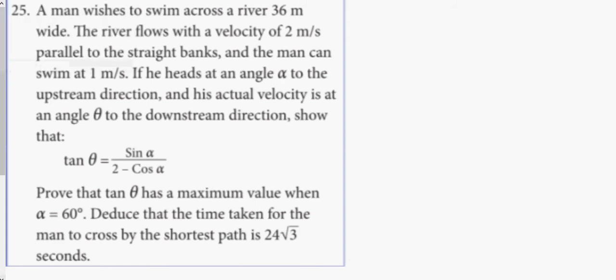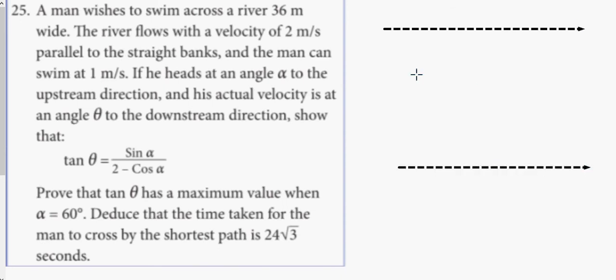Now, a man wishes to swim across a 36-metre wide river. The river flows at a velocity of 2 metres per second parallel to straight banks, and he can only swim at 1. So essentially the man isn't getting straight across. Have we all agreed with that? So here's the river going at 2.